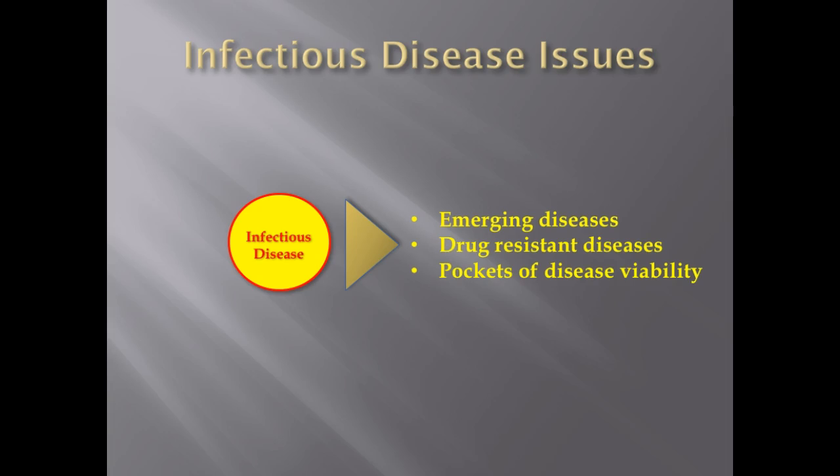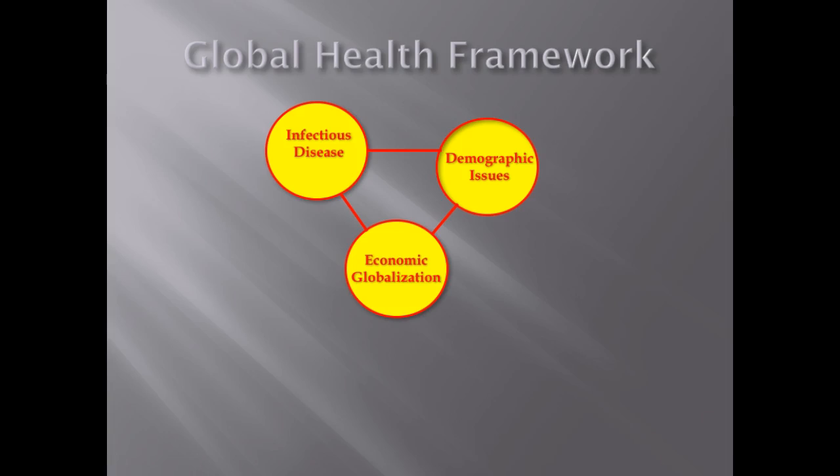So in summary, the 3 critical infectious disease drivers that we've discussed include, first, emergent diseases, those primarily arising from our close proximity to animals. Number 2, drug resistance, arising from inappropriate use or misuse of drugs. And finally, the pockets of disease viability from war and political challenges. Infectious diseases are linked to demographic issues and economic globalization. Ebola, for example, only spread so quickly because of improved transportation and mobility, which is also a demographic issue. Population expansion into forested areas exposes people to emergent infectious diseases. Now we're going to focus on our next driver, which is water.